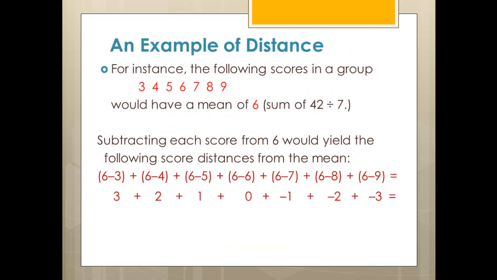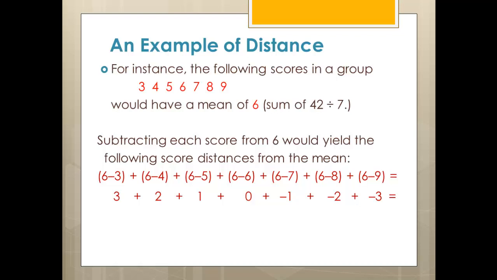So for instance, with the data listed here, we would have a mean of 6. If you add 3, 4, 5, 6, 7, 8, 9 together, you get 42. Divide by the number of points there are, which is 7, you get a mean of 6. So we take 6 minus 3, 6 minus 4, 6 minus 5, 6 minus 6, 6 minus 7, 6 minus 8, 6 minus 9. Each one of those is a deviation score. So we get deviation scores of 3, 2, 1, 0, negative 1, negative 2, and negative 3.